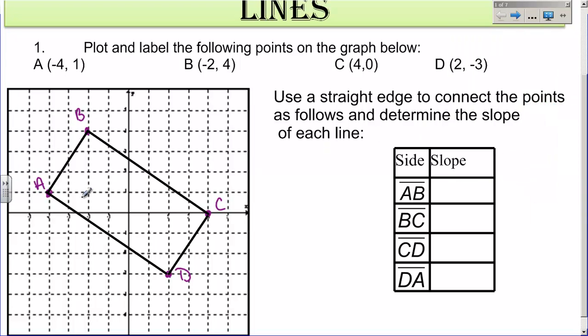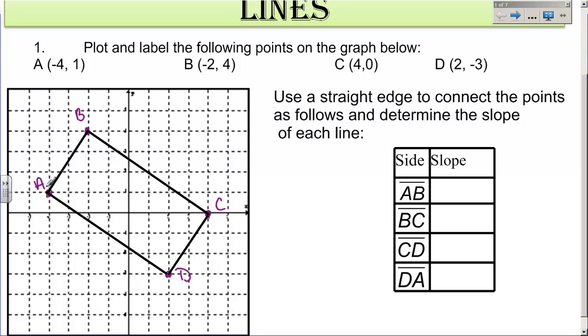And hopefully you know that in rectangles, opposite sides are parallel, and adjacent sides, which means sides that are touching side by side, are going to be perpendicular because they intersect at a right angle. So let's find the slopes of each of these lines. The slope of line AB, I can either use my points and do the slope formula, so I can do the change in y over the change in x, or I can just count on my graph. I'm going to count on my graph.